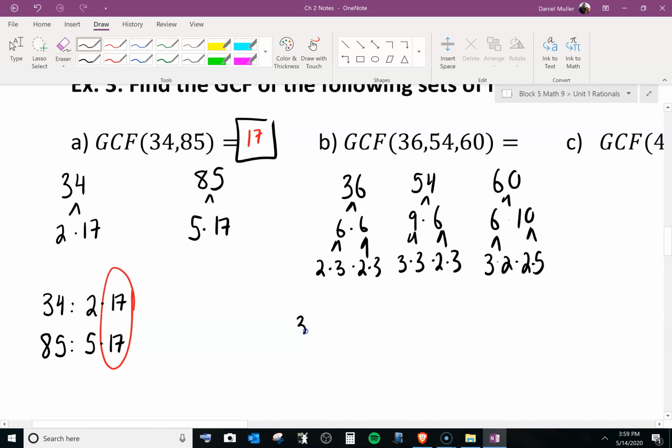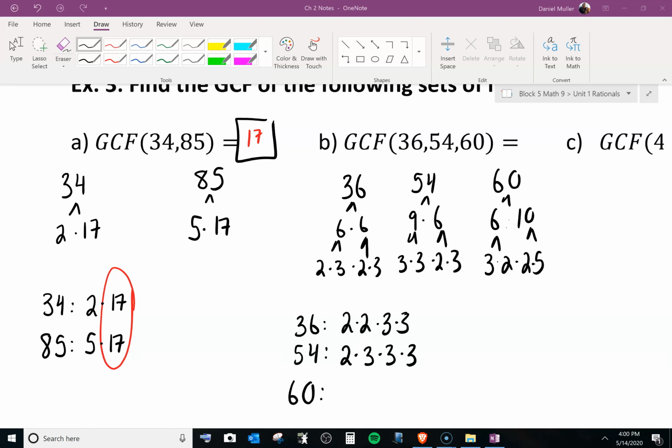So let's actually write this down in a row. It's easier for me to do when it's listed in a row. So 36 looks like there's a couple 2's and a couple 3's. So 2 2's and 2 3's. 54, there's 1 2 and then 3 3's. And then 60 is 2 2's and a 3 and a 5.